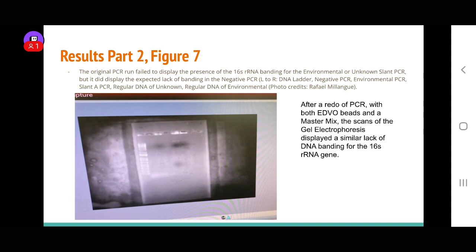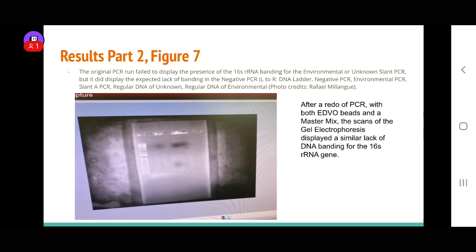And we did get the expected lack of banding in the negative control, which wouldn't have had any DNA template inside of it. So we did not get banding there in the gel electrophoresis, which was expected, and that means that none of the reagents added in the PCR mix were contaminated with genetic material.